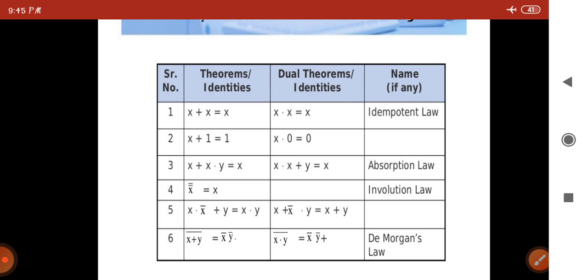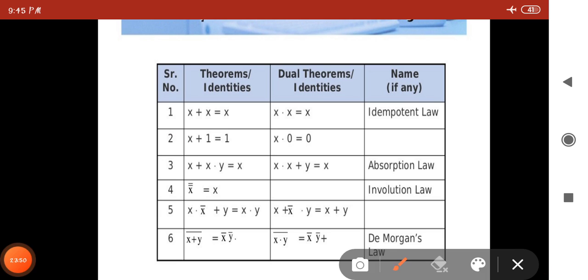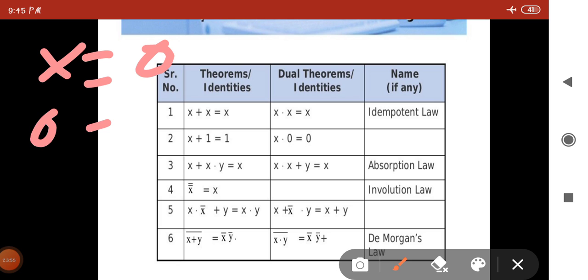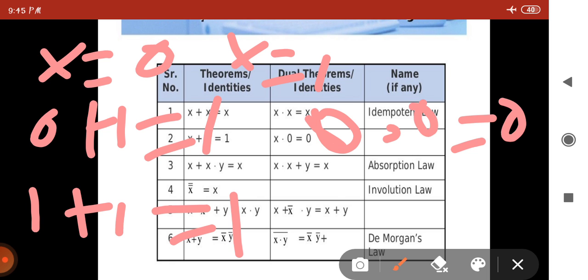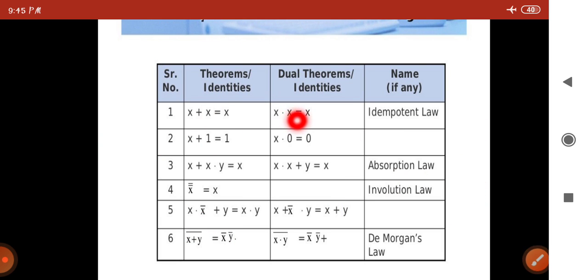X plus 1 equals 1. X equals 0 or 1, whatever it comes, it is always 1. Whatever will come, x equals 0 or x equals 1. If x is 0, then 0 plus 1 is 1. If x equals 1, then 1 plus 1 equals 1. And again the same: x is 0, 0 into 0 is 0, and 1 into 0 is 0. In this way we have to prove these expressions.